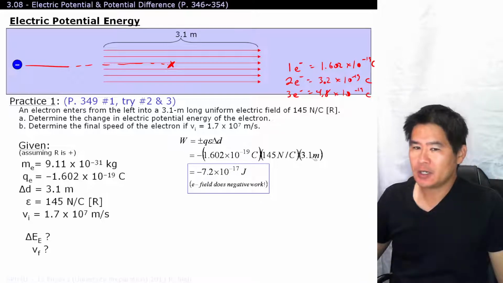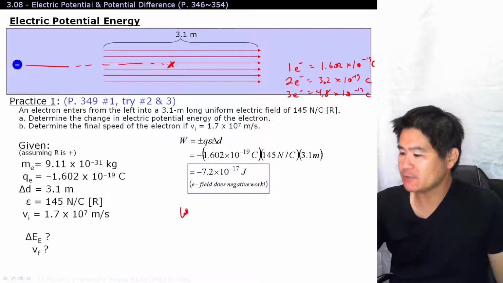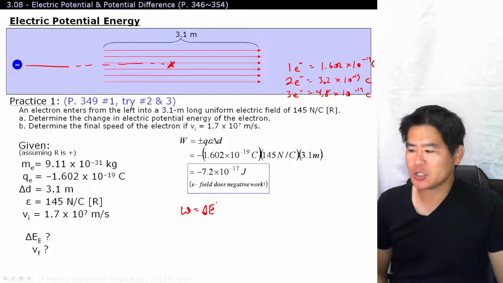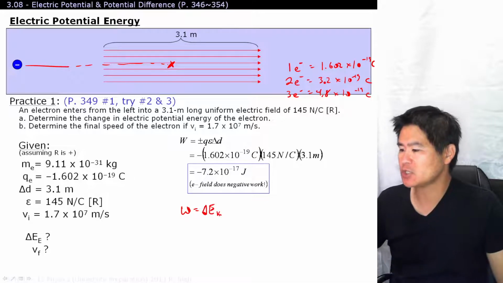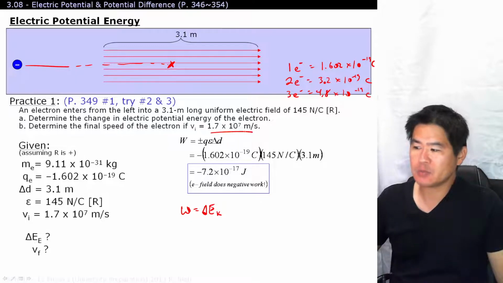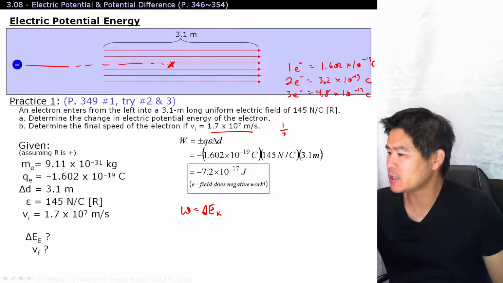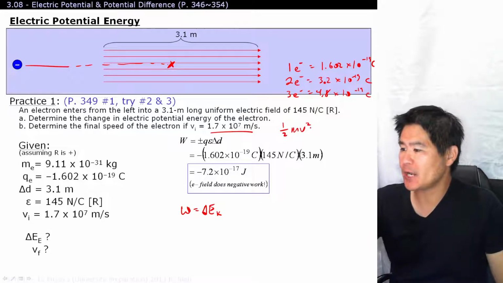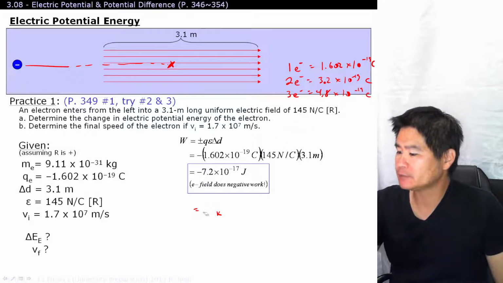If you also remember from back in grade 11, or even in our previous unit, work by definition is equal to the change in energy. In this case, we're looking at the change in kinetic energy, because we know there was a velocity of 1.7 times 10 to the 7 meters per second, and we can calculate the kinetic energy by doing 1/2 mass of the electron times v squared. So we already know how much energy it had initially. We can calculate it out, and we're just seeing how much it has slowed down.